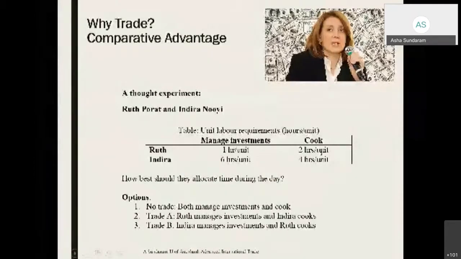Now, this may sound really weird because you might say, well, Indira doesn't sound like she has an advantage in anything, right? But note that it is comparative advantage, not absolute advantage. So we have to be very careful. We always look for relatives in international trade. So trade is all about relatives. It's not about the absolutes. Okay, so now let's talk about what they should do. How should they allocate time during the day?